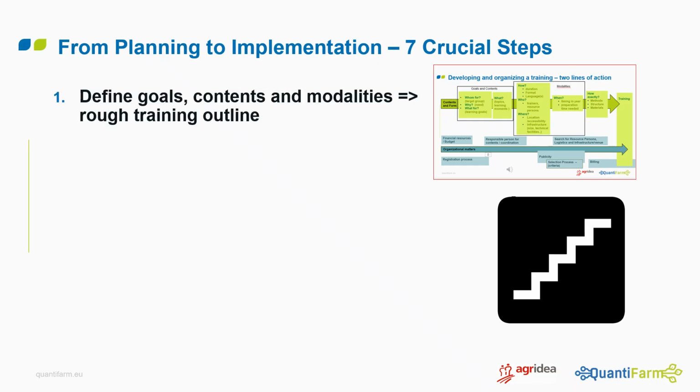So the first step is to come up with a rough training outline. That means to define the goals, the contents, and the modalities of your training. That actually follows more or less along the questions of the green action line on the last slide. And it ensures that the training is based on the needs of the target group, and it yields important information for your further steps. The outline comes also very handy as a base for describing your training for the advertisement at a later stage.